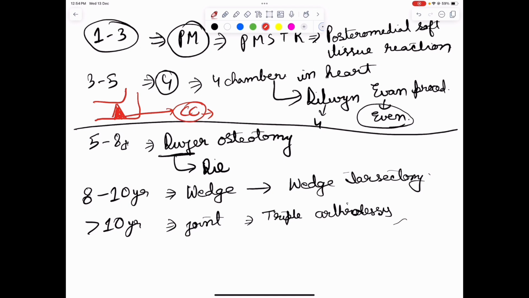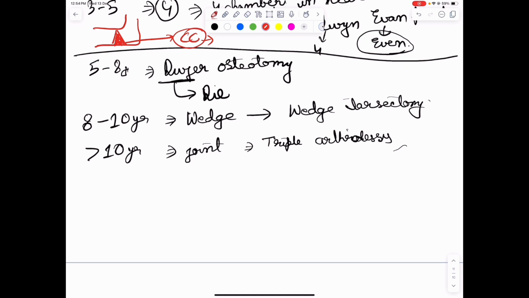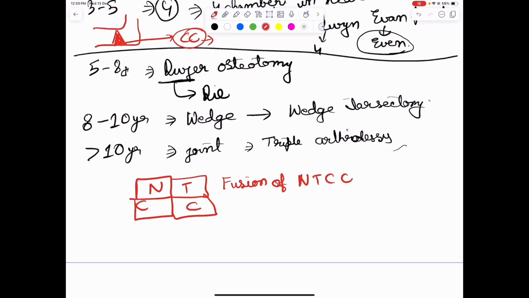Now, when we move on to Dyer's osteotomy, again there is wedge dissection, and then at the age of 8 to 10 years, we have wedge tarsectomy. Again, in Dyer's, we are dying. Just remember the name because it would be really difficult to recall it in the exam. But if somebody is really interested, one can always go through it. Finally, in greater than 10 years, in triple arthrodesis, we are rearranging it. Where is navicular, talus, and then we have cuboid and calcaneum. These are all joined. Now we call it fusion of TNCC, that is TN, CC and TC.